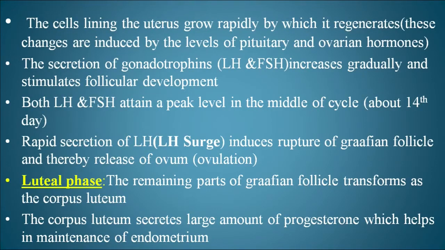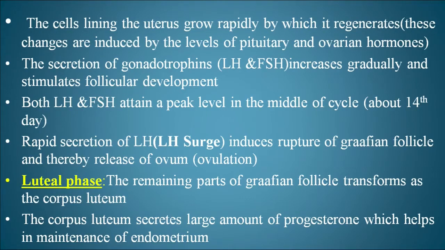The cells lining the uterus grow rapidly, by which it regenerates, and these changes are induced by the levels of pituitary and ovarian hormones. The secretion of gonadotropins like LH and FSH increases gradually in this period and stimulates follicular development. Both LH and FSH attain a peak level in the middle of the cycle, that is about 14 days, which is the halfway of the cycle. Rapid secretion of LH, which is also called the LH surge, induces rupture of the Graafian follicle and thereby release of the ovum, which is called ovulation.